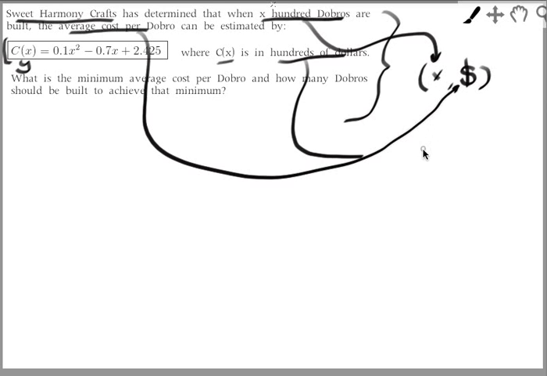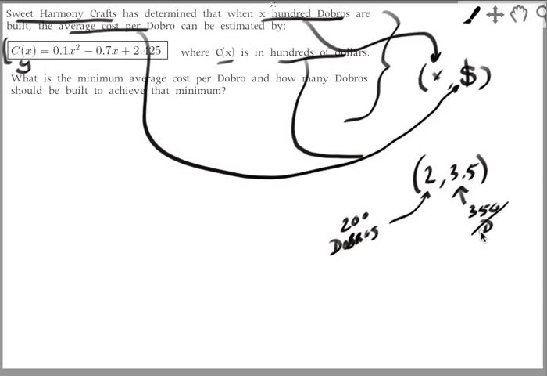Now I'm going to just run a few hypotheticals on you to cement this idea down a little firmer. Suppose I was to input 2 into our function, and suppose, and I'm just making this up, we got out 3.5. That would mean that when we set up our factory and our workers to produce 200 Dobros, the average cost per Dobro is going to be $350 per Dobro.